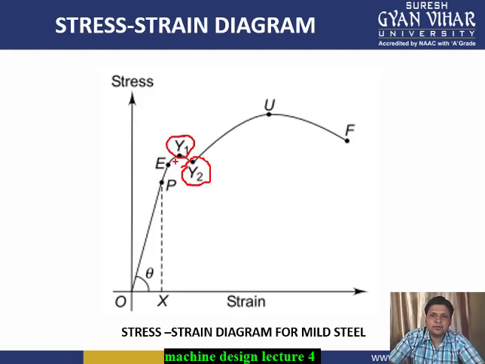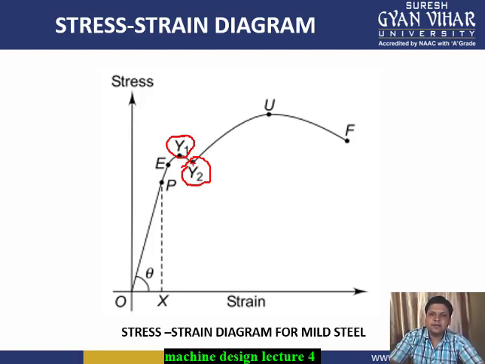This phenomenon in which the material is elongated even without application of the smallest additional load is known as yielding. These 2 points, Y1 and Y2, depict the upper yield point, the upper stress level of the yielding process, and the lower yield point, the lower stress level of the yielding process.